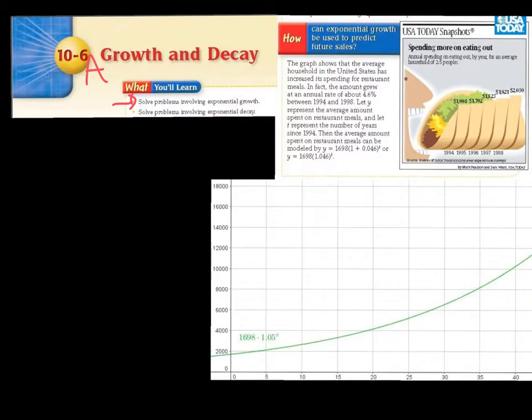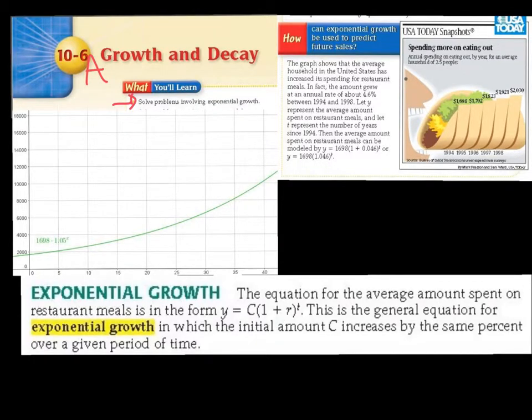Typing the equation that they gave us into GeoGebra lets us see how the curve increases more steeply the further it gets from zero. The equation for the average amount spent on restaurant meals is in the form y equals c times (1 plus r) to the t. This is a general equation for exponential growth, in which the amount c increases by the same percent over a given period of time.